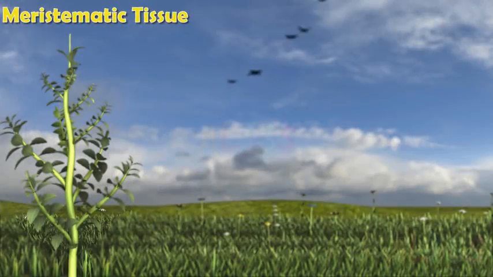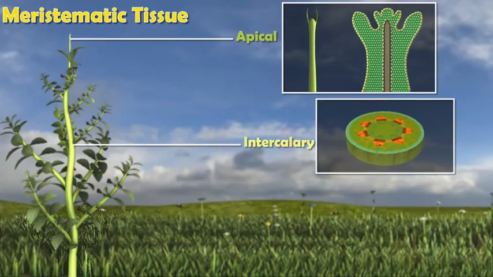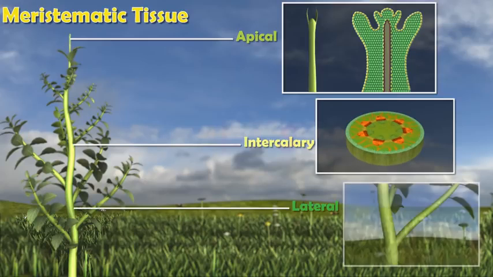According to their location, there are three types of meristems. Apical meristem is present at the root and the shoot apex and is responsible for the plant height. Intercalary meristem is present at the base of leaves and nodes. Lateral is present in the sides of the stem and increases the girth of the stem.